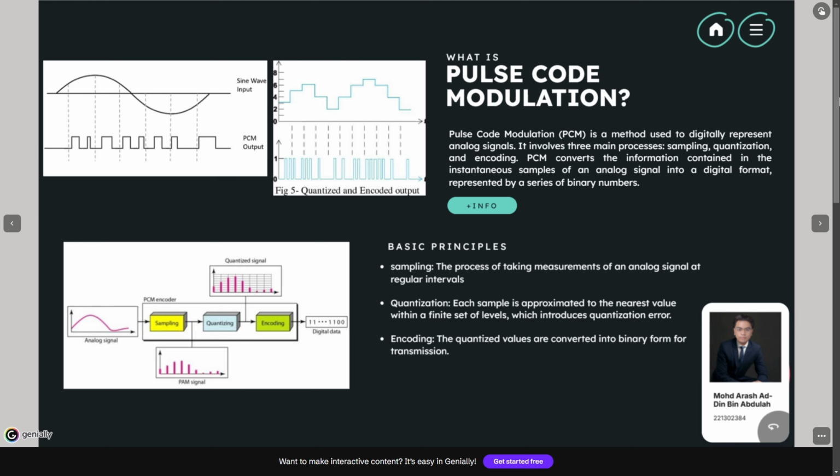So what are the basic principles of PCM? Firstly is sampling, the process of taking measurements of an analog signal at regular intervals. Second is quantization. Each sample is approximated to the nearest value within a finite set of levels, which introduces quantization error. And lastly is encoding. The quantized values are converted into binary form for transmission.